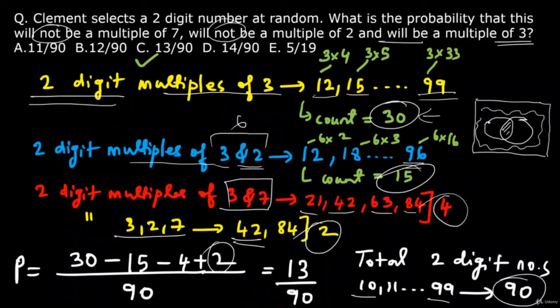That is, this outside area is multiples of 3 which are not multiples of 2 and not multiples of 7, right? Therefore, the favorable cases is 30 minus 15 minus 4 plus 2, that's 13, right? And the total cases is 90. There are 90 2-digit numbers, so 90. Therefore, the probability to select a number which is a multiple of 3 and not a multiple of 2 and not a multiple of 7 is equal to 13 by 90, which is answer option C.